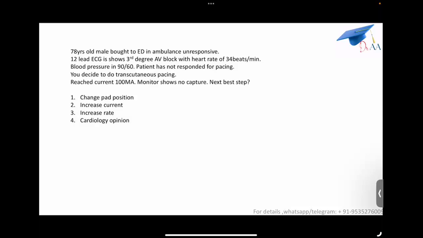So we are coming to the next question. We have an elderly gentleman who has presented in the ambulance unresponsive. The 12-lead ECG shows a 3rd-degree AV block. Heart rate is 34 per minute. Blood pressure is borderline. The patient has not responded to pacing. You decided to do transcutaneous pacing and it is not responding. You reached a current of 100 milliamperes. Still the monitor shows no capture. What will be the next step they are asking?